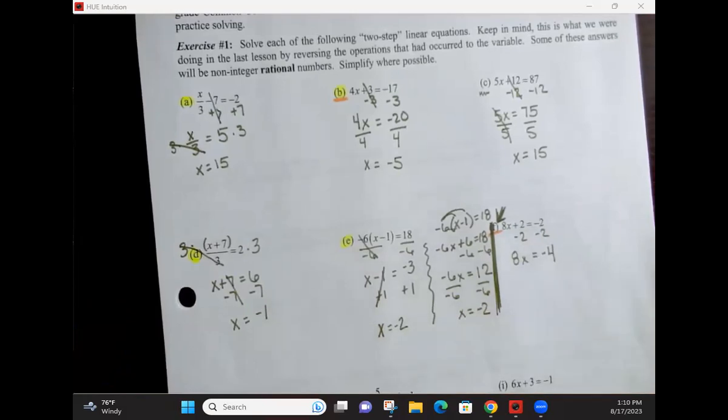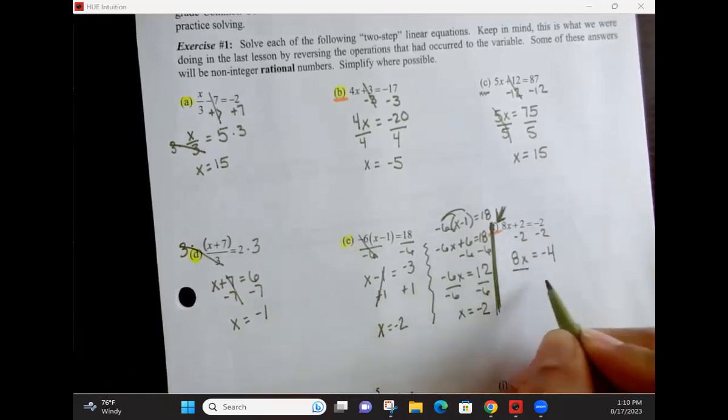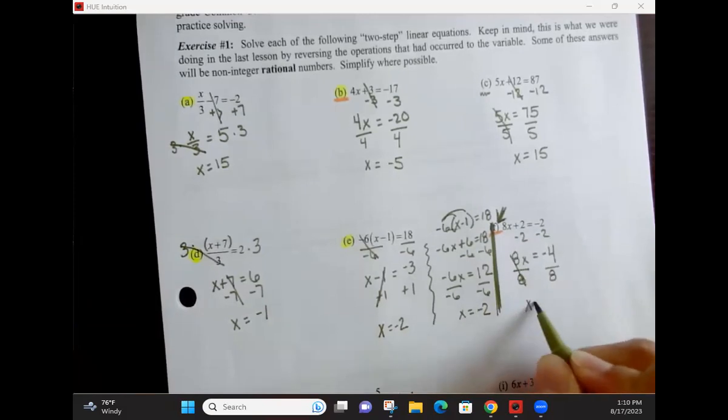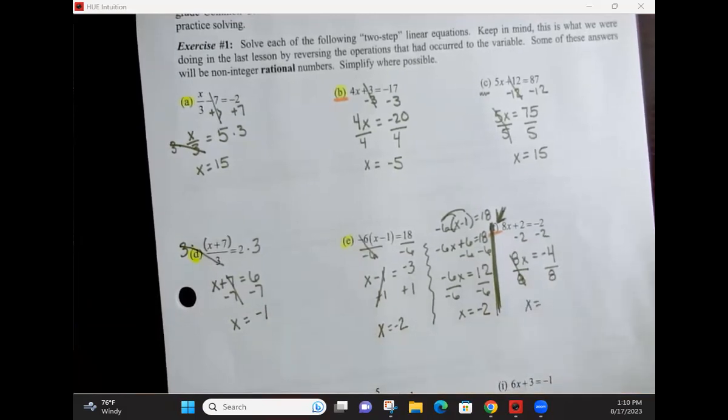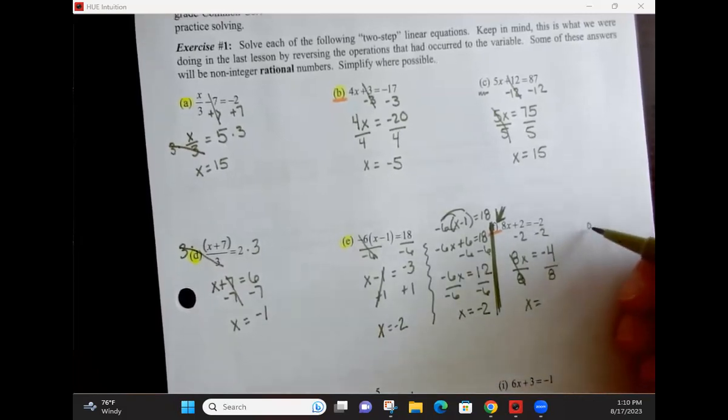What do I do next? Divide by 8. We want to get x by itself. So we get x equals, yes, and make one adjustment to that for me. -1/2, yeah. Not -2. If you got -2, you flipped your division, okay?